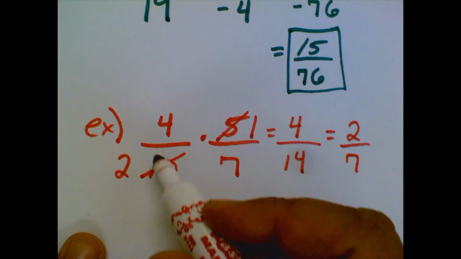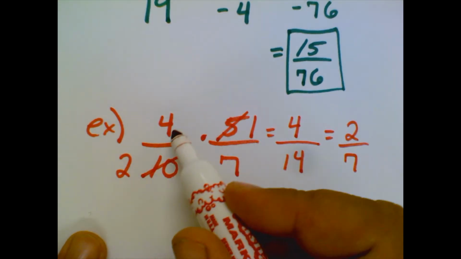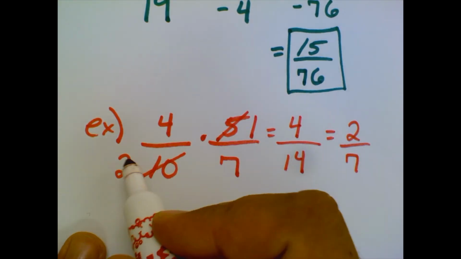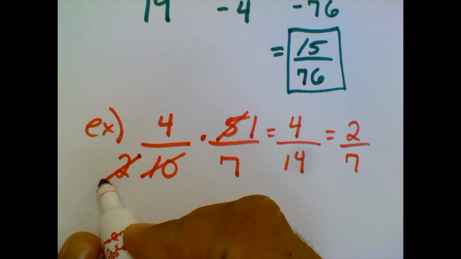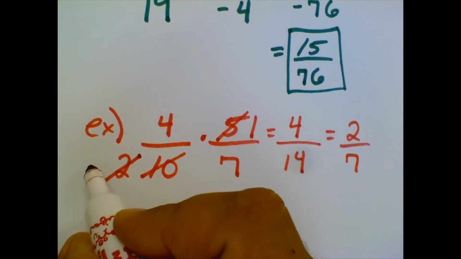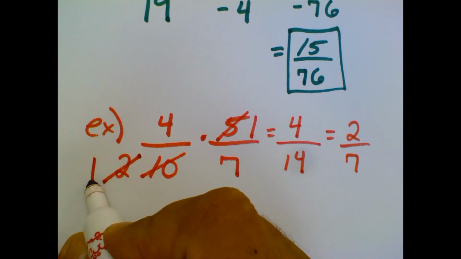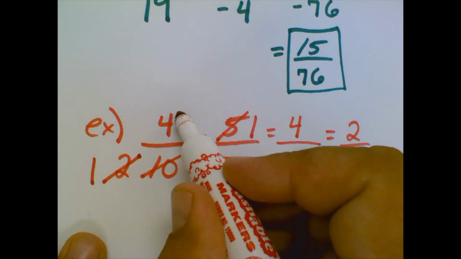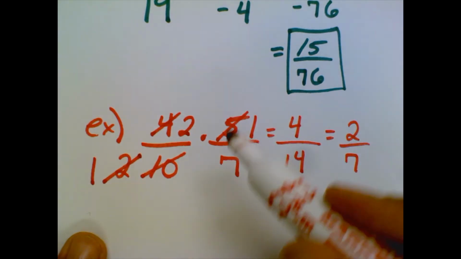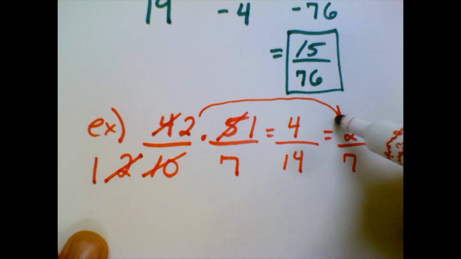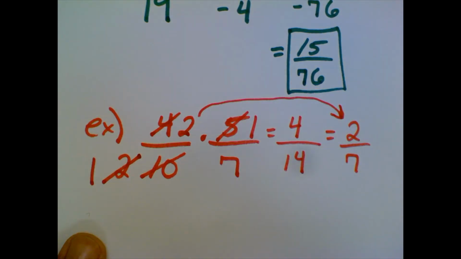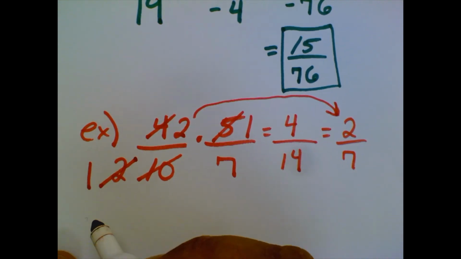If you want to reduce first, notice the 4 and the 2 also have a common factor of 2, so you could take this 2 and ask yourself how many times does 2 go into that, and that answer would be 1. And 2 goes into the 4 twice, so you could go directly to the answer by just simplifying everything first. All right, let's try one more of those.